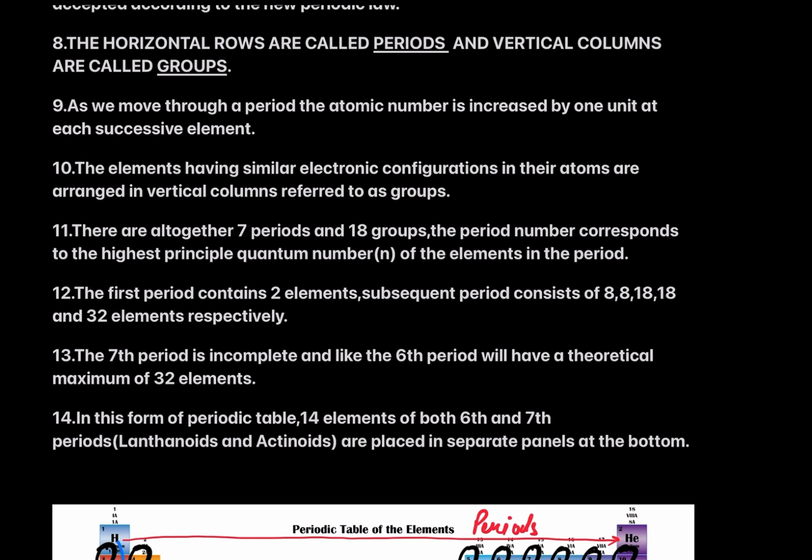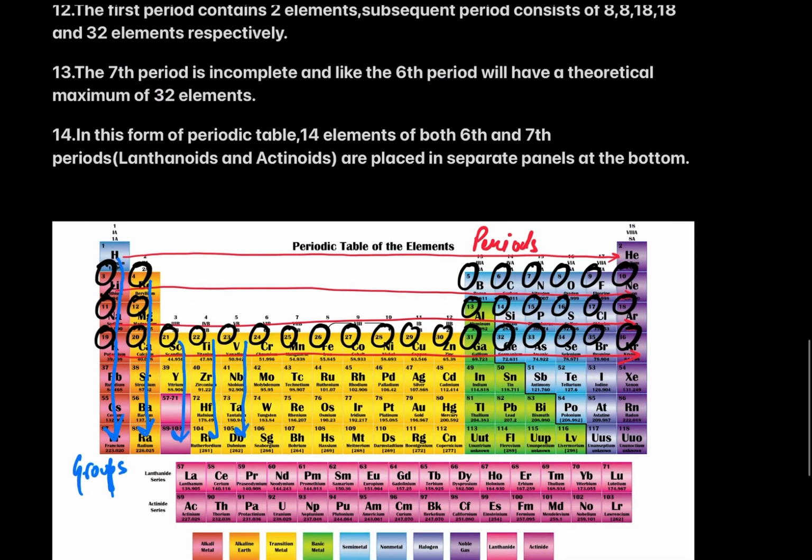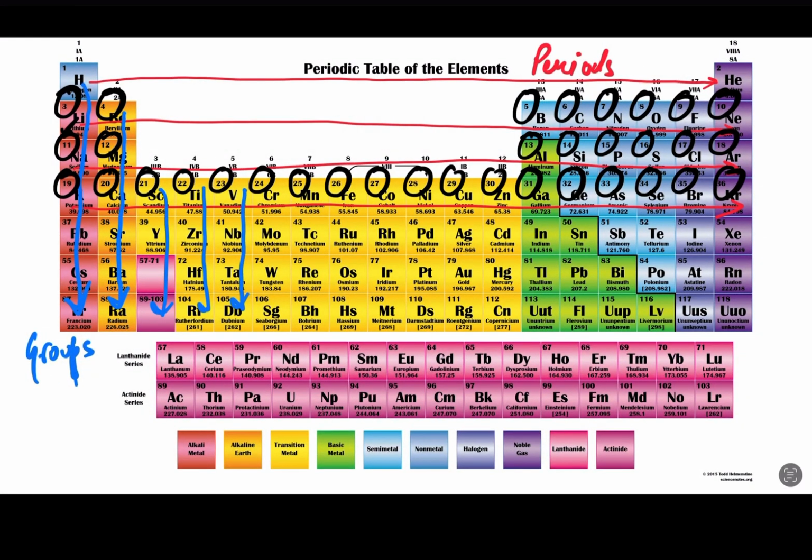The point number 10th. The elements having similar electronic configuration in their atoms are arranged in the vertical columns referred to as groups. What's the significance of groups? The members of the groups have similar valence shell electronic configuration. We are going to study this thing in detail in the further topics.